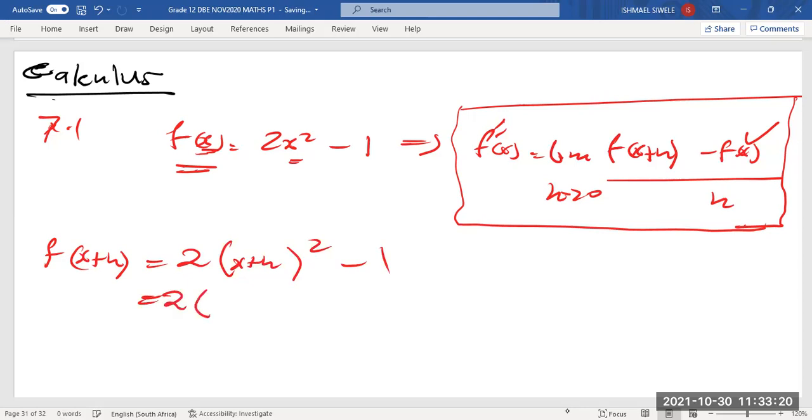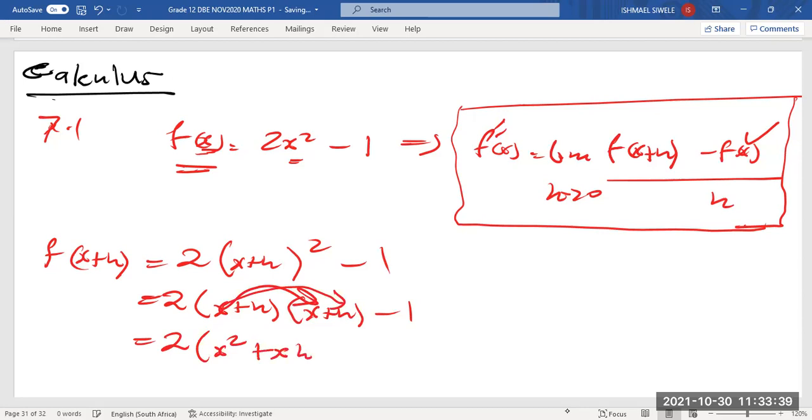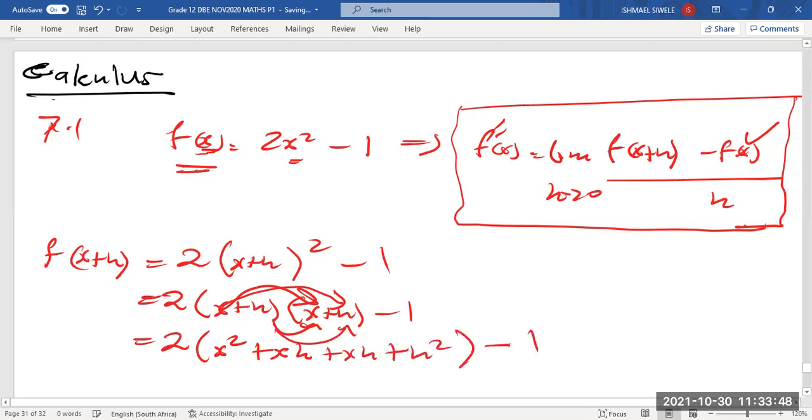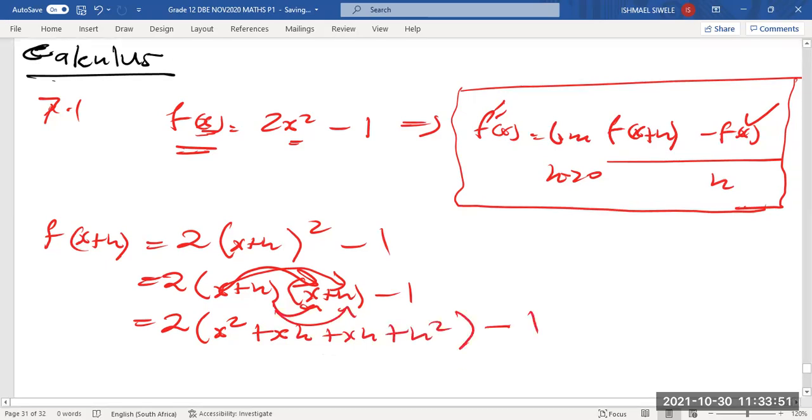So we're going to have 2 here, and then we're going to have x plus h multiplied by x plus h, minus 1. Now, x multiplied by x, we know that is going to give us x squared. x multiplied by h, we know that is going to give us xh. h multiplied by x, we know that's going to give us another xh. And we subtract 1 from it, remember? So that is what we have.